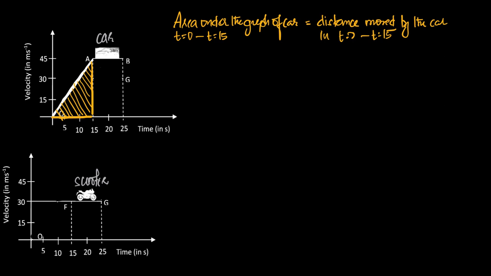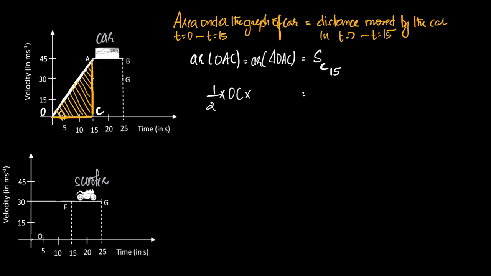So we can say that the area under the graph is basically the area OAC. So area OAC is equal to the distance moved by the car in t equal to 15 seconds. Now, what is area OAC? It is basically the area of triangle OAC from the figure directly, a right angle triangle. The area of a right angle triangle is half into OC into AC.